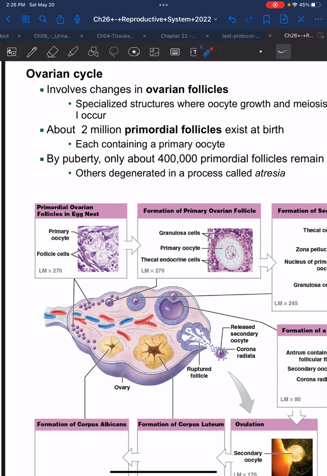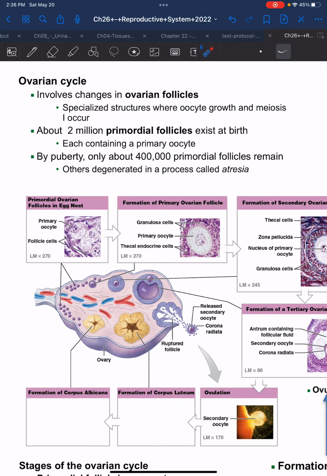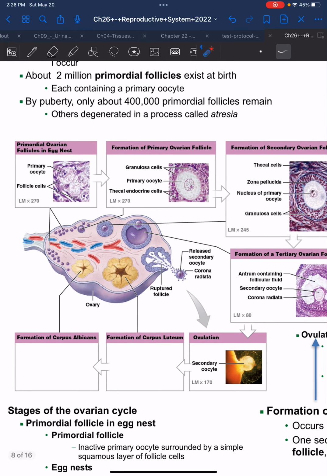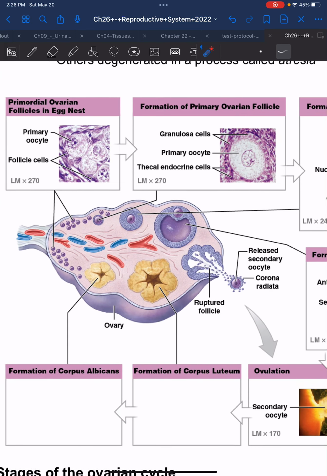And before puberty, you have about 2 million of these, and after puberty, a lot of them disappear through a process called atresia. And so by puberty, you're left with around 400,000 primordial follicles that can develop further and help develop eggs further. And so they begin in something we refer to as an egg nest, because it's just like where the birds put eggs in nests.